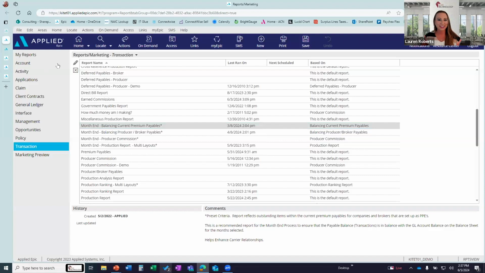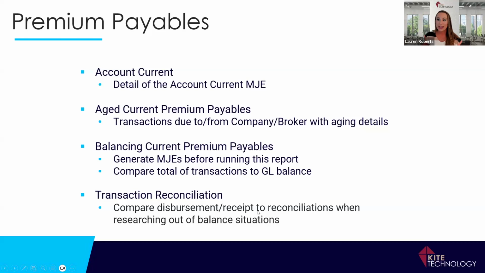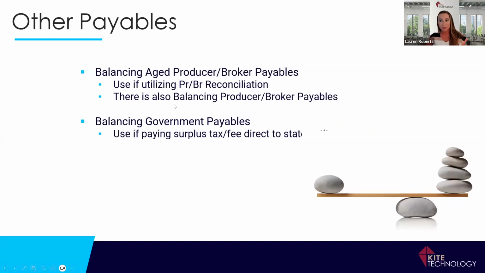All right, very good. So moving on, we're going to move past our premium payables and into our other payable type reports. We did have a question regarding our producer payables and close without paying. Very good question, Marina. If you close your producer payables without paying, that's not a problem. But when you're going to pay them, or if you're going to look at your balancing reports, there's some criteria in there that says exclude closed without paying. So just keep an eye out for that on your reports.